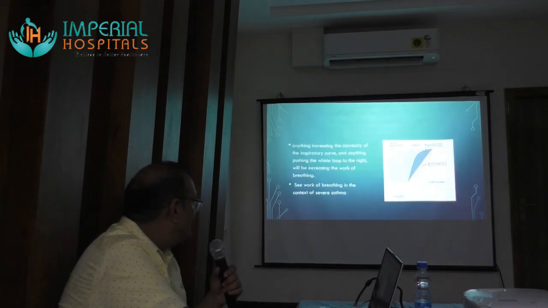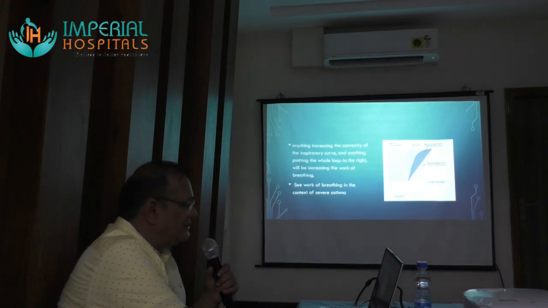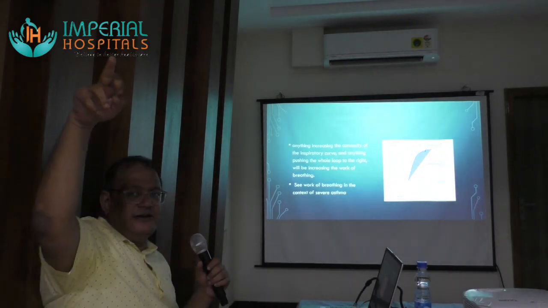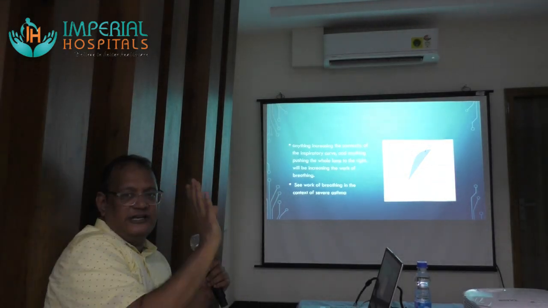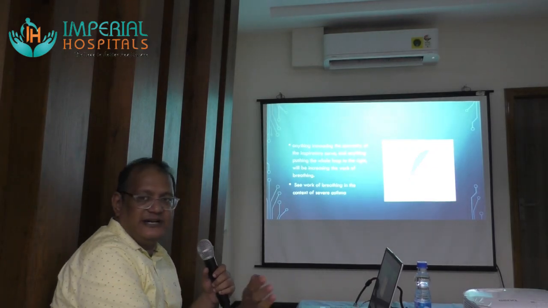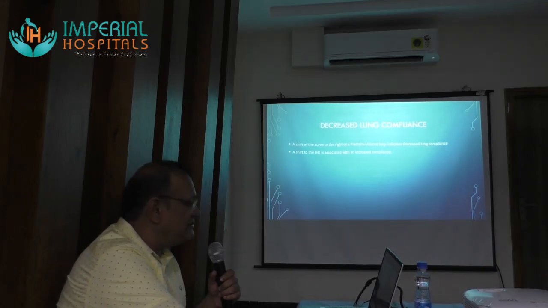Anything that increases the convexity of the inspiratory curve, or anything pushing the whole loop to the right, will increase the work of breathing. So if you see the inspiratory part become more convex, or the entire graph moved more towards the right, that means work of breathing has increased. You can also notice decreased lung compliance in the pressure volume loops.